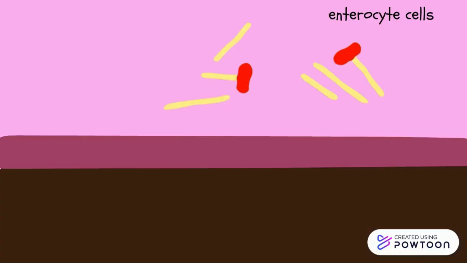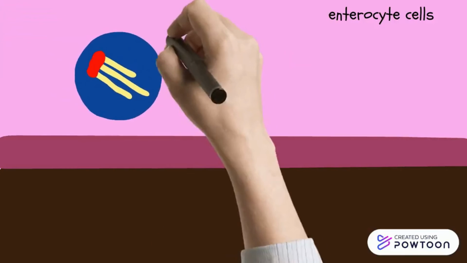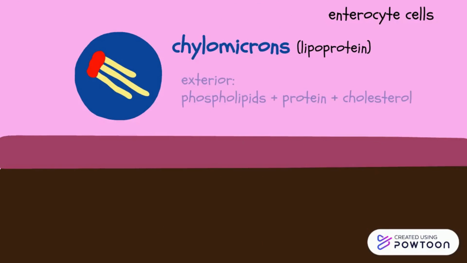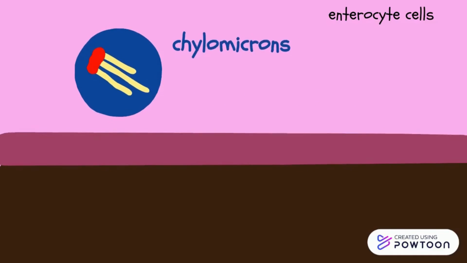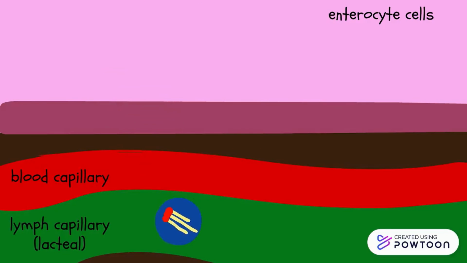Once inside the enterocyte cells, the fatty acids will attach with the monoglycerides to reform triglycerides. The triglycerides, cholesterol, phospholipid, and protein are wrapped together to form a lipoprotein called the chylomicron. On the other side of the enterocyte cells, the chylomicrons are too large to enter blood capillary walls, so instead they enter the lymph capillary known as lacteal.